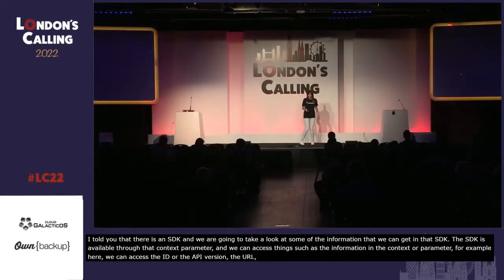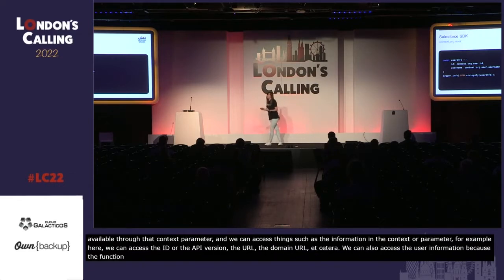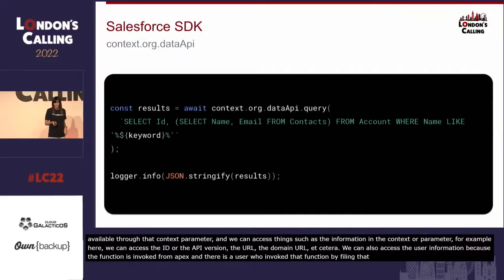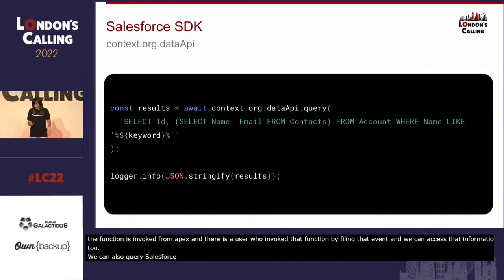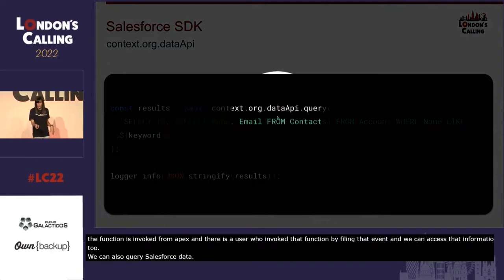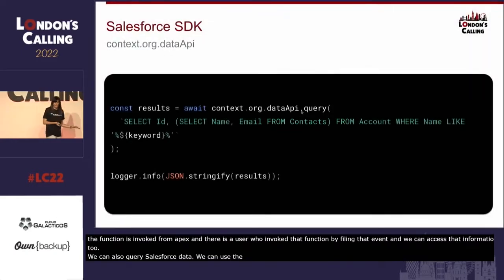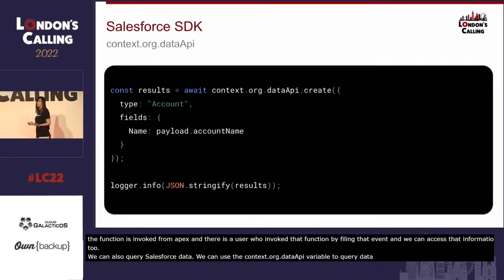We can also access the user information because the function is invoked from Apex, and there is a user who invoked that function by firing that event, right? And we can access that information too. We can also query Salesforce data. We can use the context.org.dataApi variable to query data in Salesforce. And of course, we can execute DML operations.